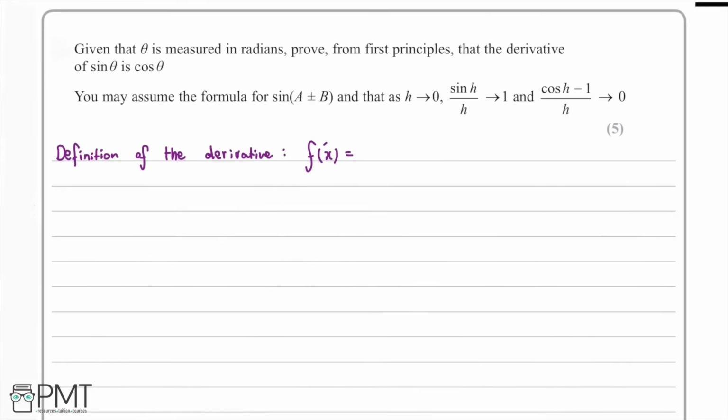So in this question, we're given that theta is measured in radians, and we're being asked to prove from first principles that the derivative of sine theta is equal to cos theta. And we're given some information which we can use to do with what happens to certain things as h tends to 0. So to begin, we'll have to have a think about what the definition of the derivative is.